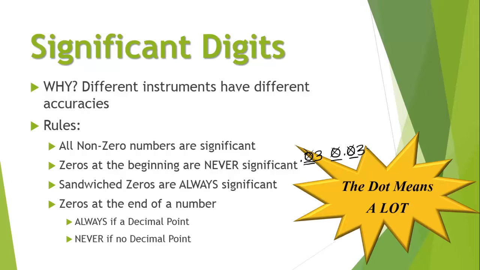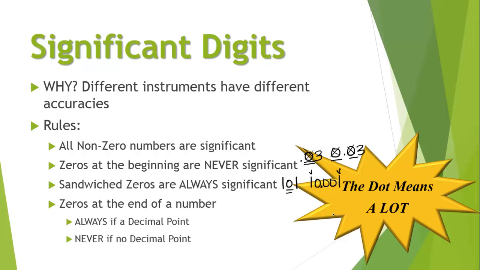Sandwich zeros are always significant. These are going to be like your 101, where it's sandwiched between the ones, or a 10001. These are still sandwiched between the ones. Even if I put a decimal place in here, the zeros are still sandwiched by 2 non-zero numbers.